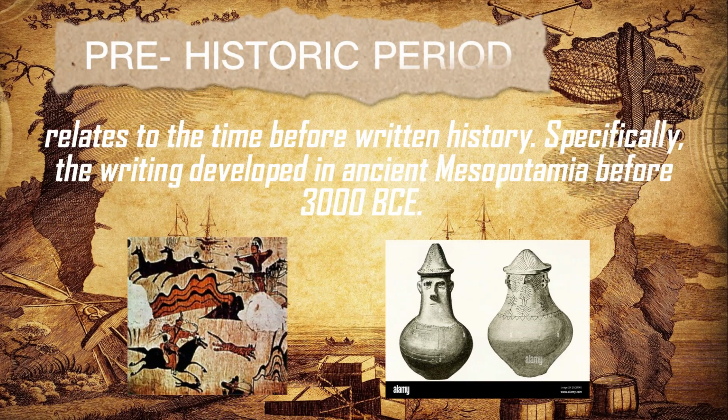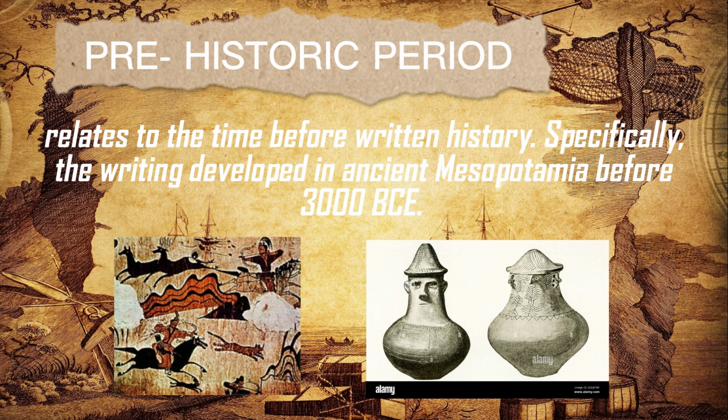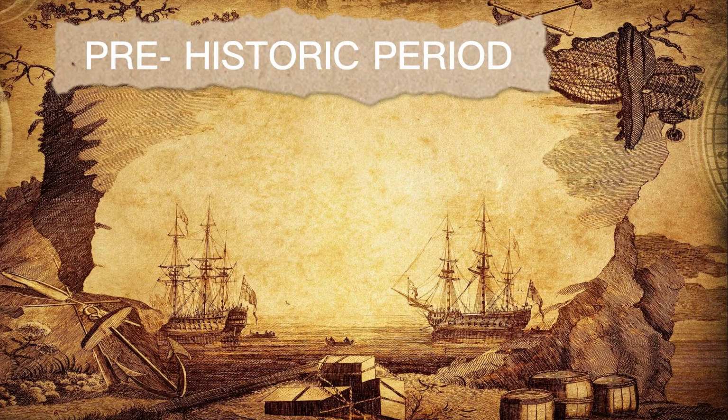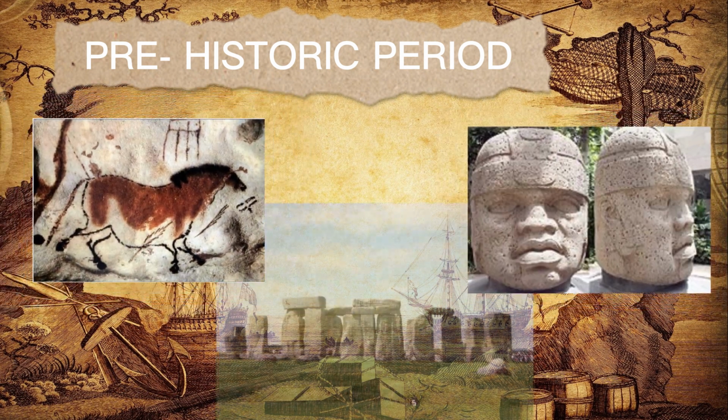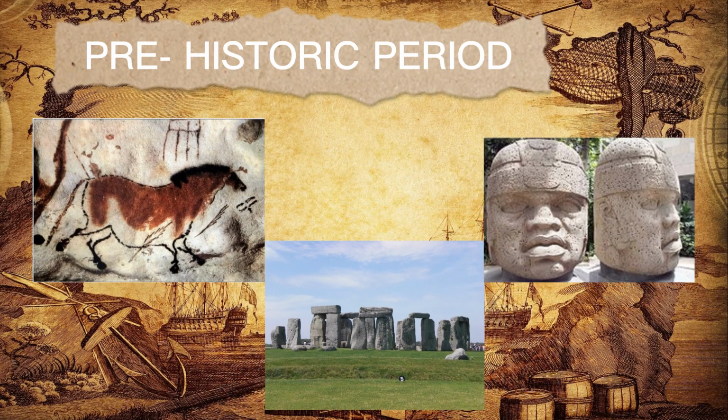Art in prehistoric civilization. The term prehistoric relates to the time before written history, specifically the writing developed in ancient Mesopotamia before 3000 BCE. This period includes visual culture like painting, sculpture, and architecture made before that date. The oldest recognized decorative art form comes from Africa and dates back to 100,000 BCE.